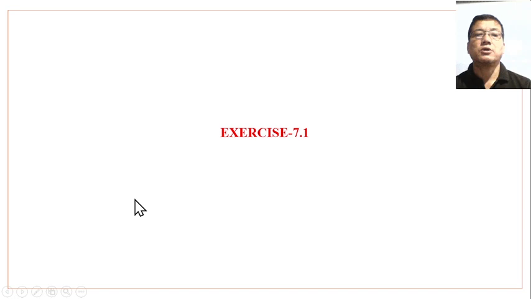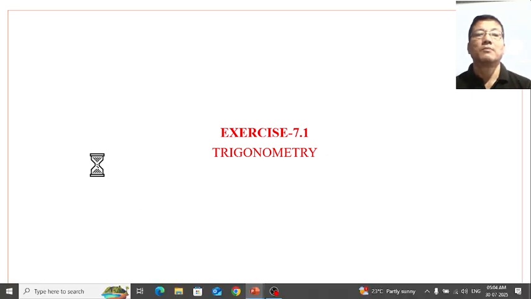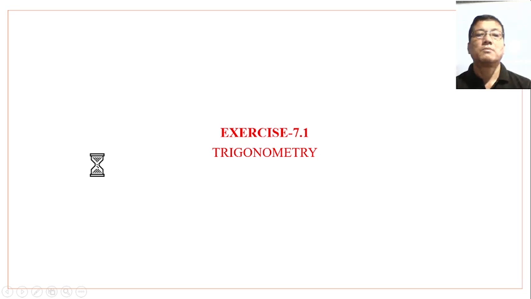Exercise 7.1, trigonometry questions. Remember the rules: even number times 90 degree or odd number times 90 degree, and the rule for converting a negative angle to a positive angle. Then find the principal solution in trigonometry, exercise 7.1.